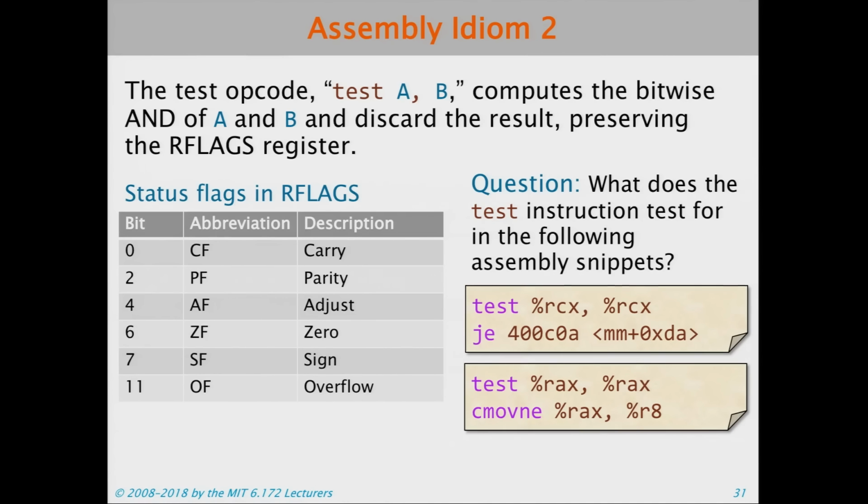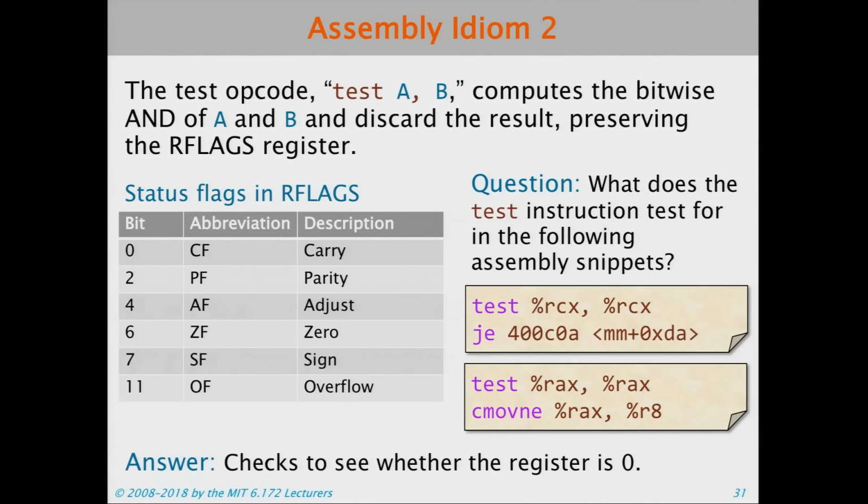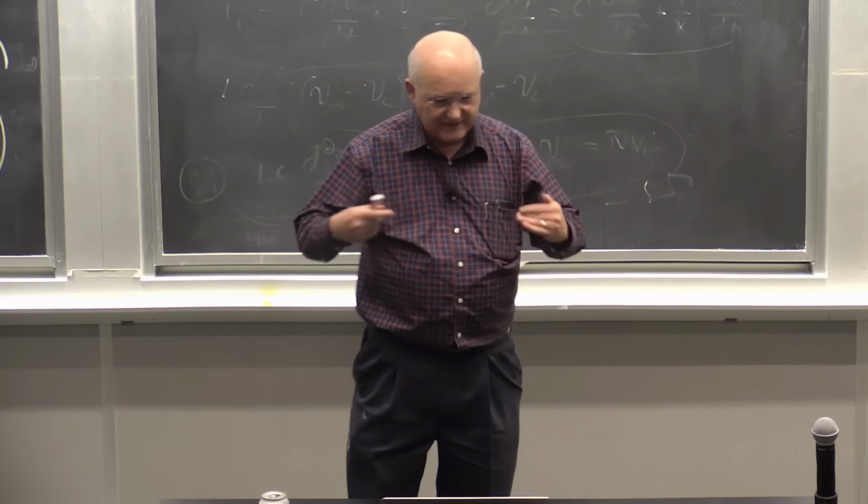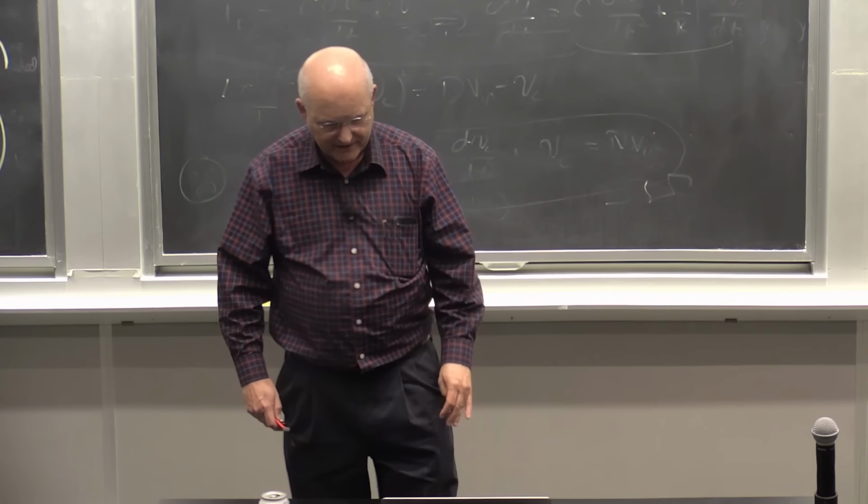So this is a conditional move. Both of them are basically checking to see if the register is 0, and then doing something if it is or isn't. But those are just idioms that you sort of have to look at to see how they accomplish the particular thing.